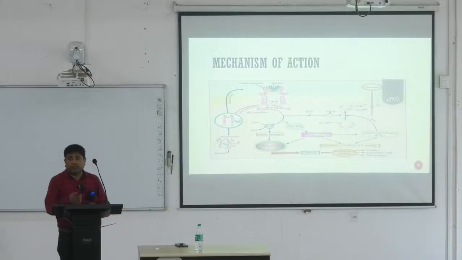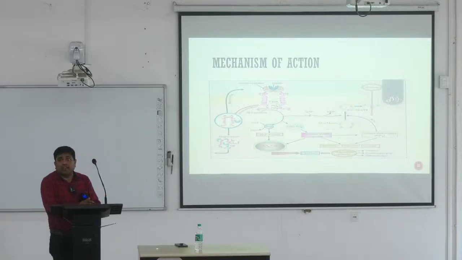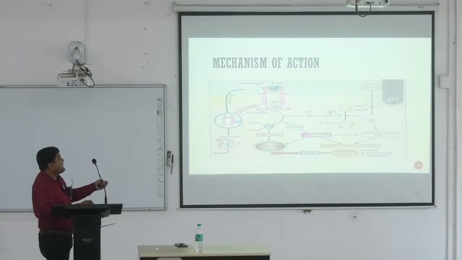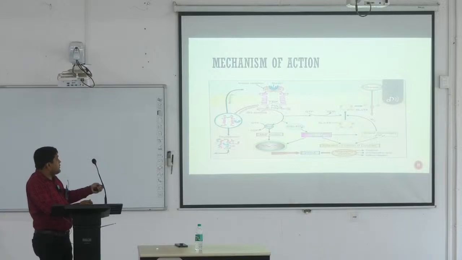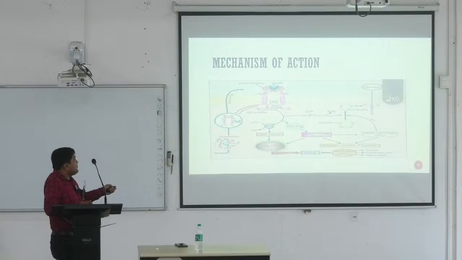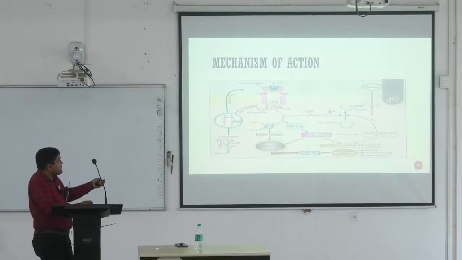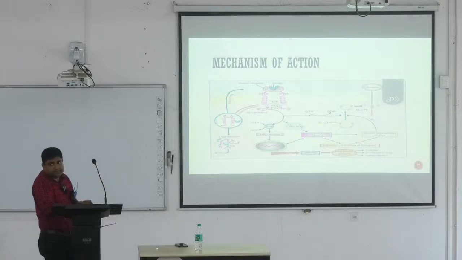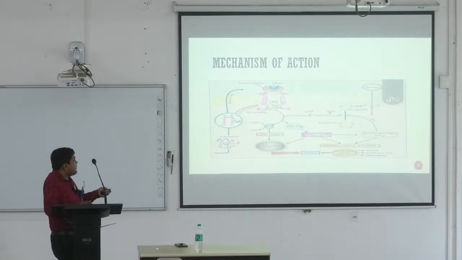Now, how does insulin act? Mechanism of action of insulin. The insulin receptors are basically receptor tyrosine kinases. It is a hetero-tetramer structure containing two extracellular alpha subunits and two transmembrane beta subunits, linked by disulfide bonds. The alpha subunits have the binding site, and the beta subunits have tyrosine residues.